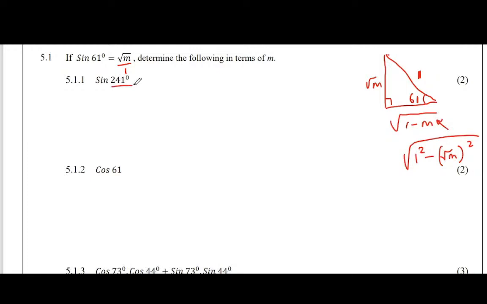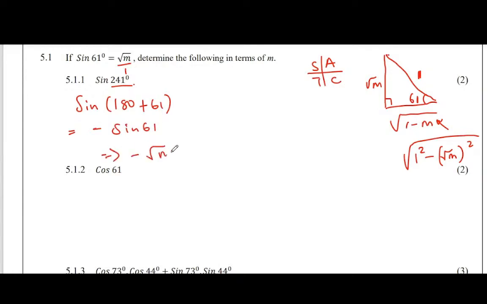So we look at the 241 from your CAST diagram and your reductions. 241 is within the third quadrant, which has a rule of 180 plus. So which angle do I add to 180 to give me 241? It's going to be 61. And then when I reduce this, I know that sine within the third quadrant is negative. So it's going to be negative sine 61. But I know that the sine of 61 is root m. So this is going to be negative root m.